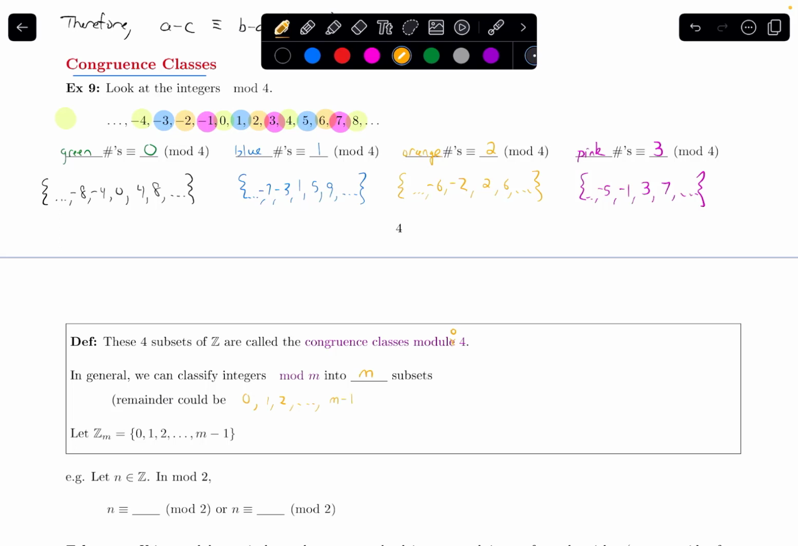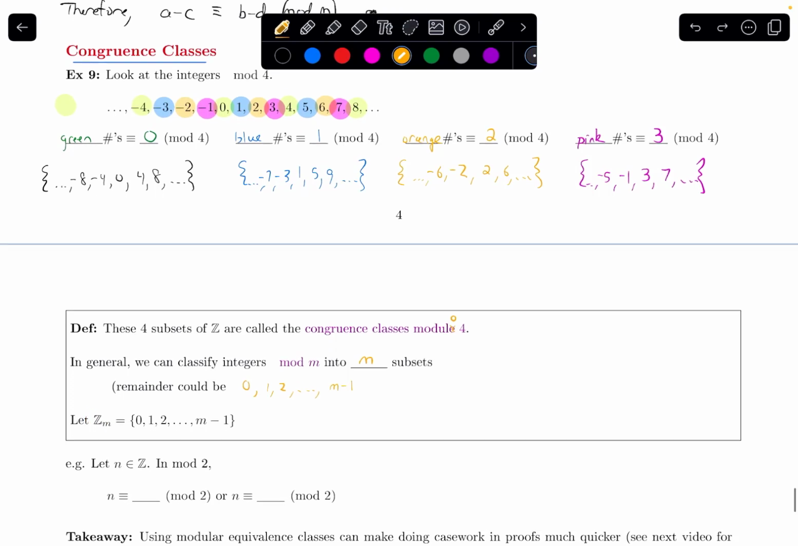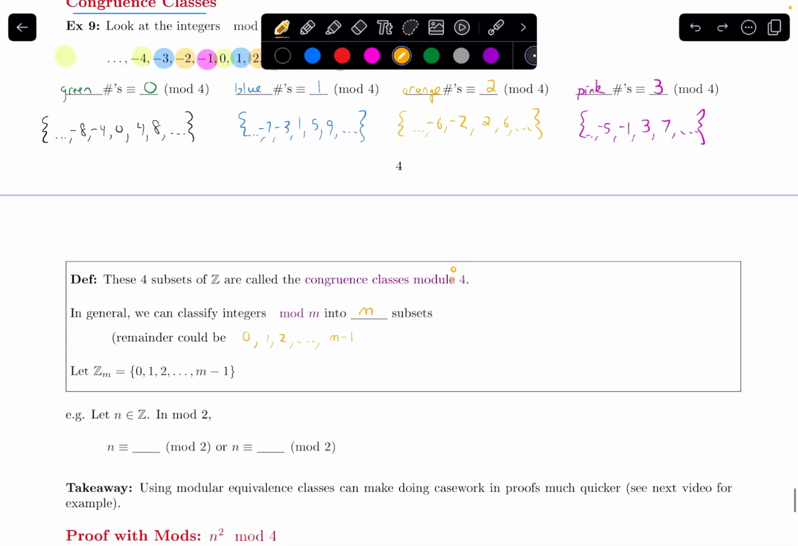And now a bit of notation. We call this set of possible remainders Zm. Let's look at a quick example, and then I'll talk about the big picture. Why is this useful? Let n be an integer. If I was looking at mod 2, there are just 2 possibilities for what the remainder could be. Either the remainder could be 0 or it could be 1. So n is going to be either congruent to 0 mod 2 or congruent to 1 mod 2, and those are the only 2 distinct possibilities.